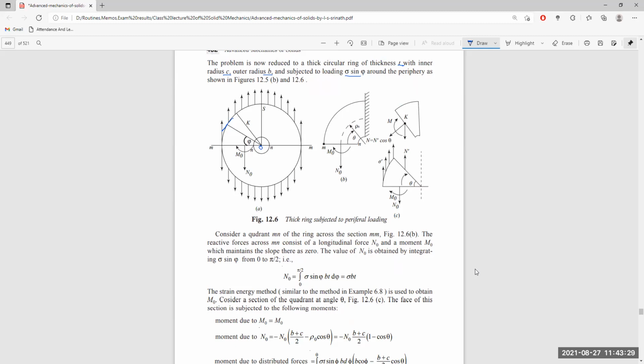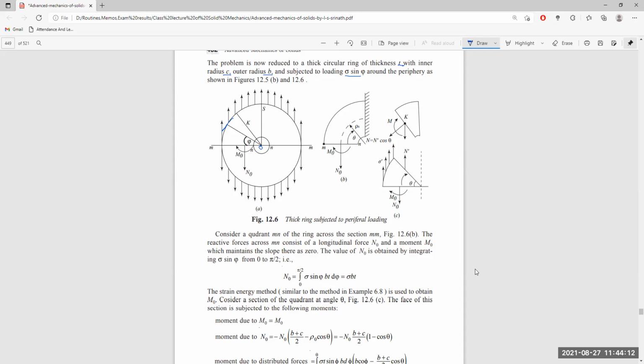Now, the reactive force along MM consists of a longitudinal force, and a moment M0, which maintains the slope there as 0. So in this quadrant of a circle, we have these external forces at different points given by sigma sin phi, where phi is the inclination angle. All these different points can be obtained by sigma sin phi if we know the external force and if we know sigma itself.